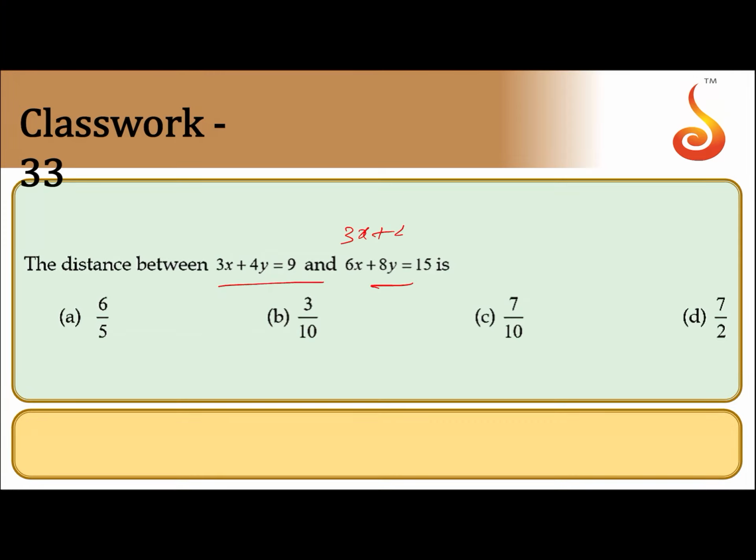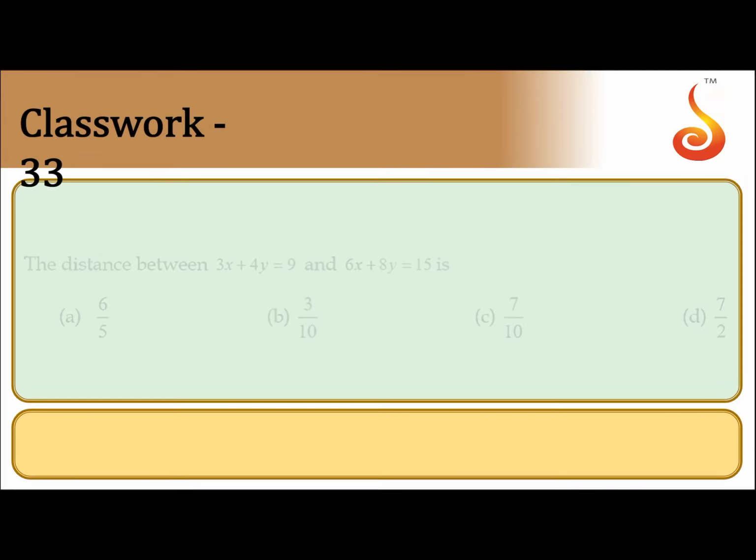Can I write this one as 3x plus 4y equals 15 upon 2? So the difference is nothing but 15 by 2 minus 9, divided by 5. Using (C1 minus C2) by root of a square plus b square, I think 18 means 3, you'll be getting the numerator 3 divided by 10. So the answer is 3 by 10.